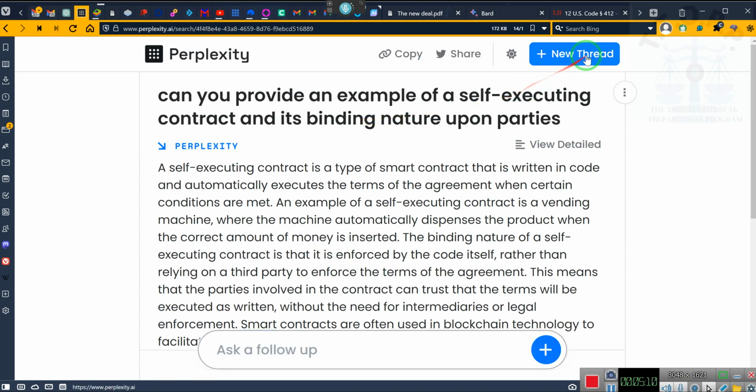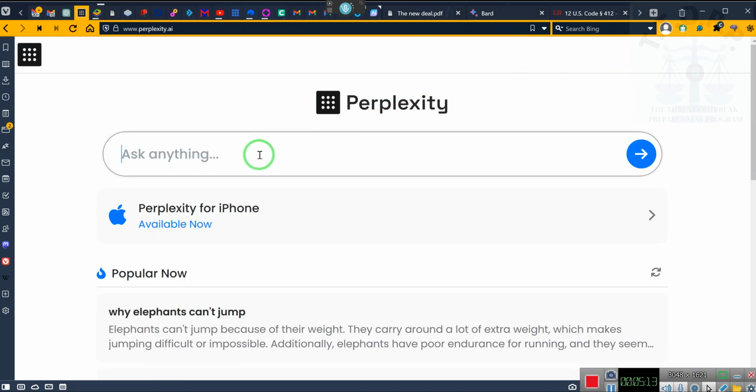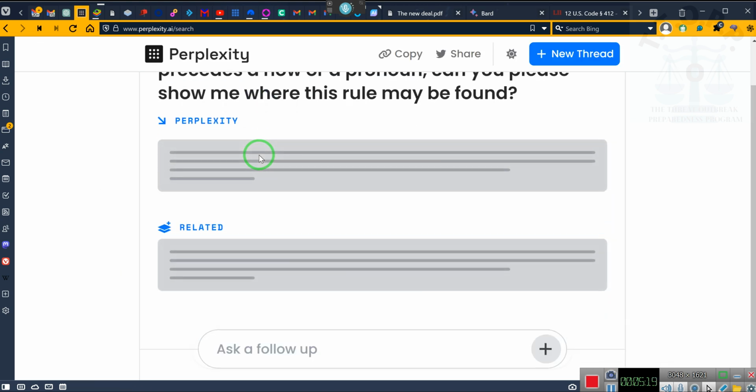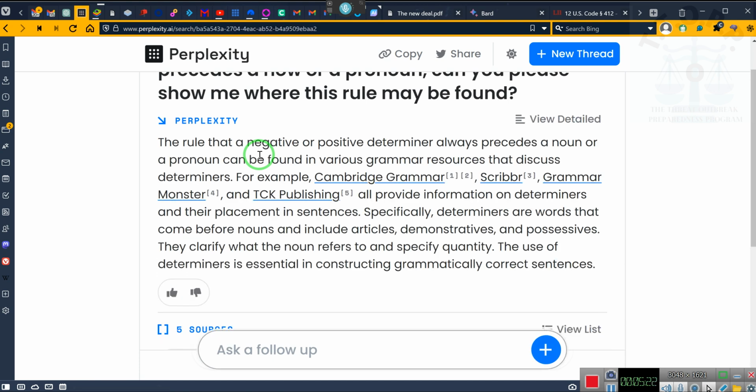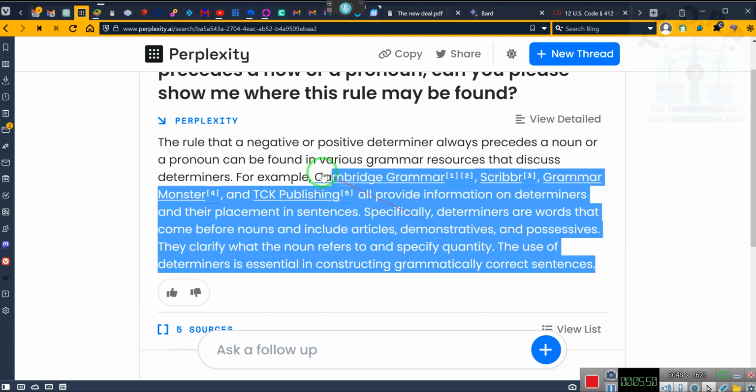Sorry that you guys have to go to English class, but hold on. Let's make sure that y'all understand what's going on here. How are you going to understand statutory interpretation if you don't understand the basic structures of grammar and how grammar is used? The rule that a negative or positive determiner always precedes a noun or a pronoun can be found in various grammar resources that discuss determiners. For example, and all provide information on determiners and their placement. They clarify what a noun refers to and specifies quantity. Use of determiners is essential in the construction of grammatically correct sentences.